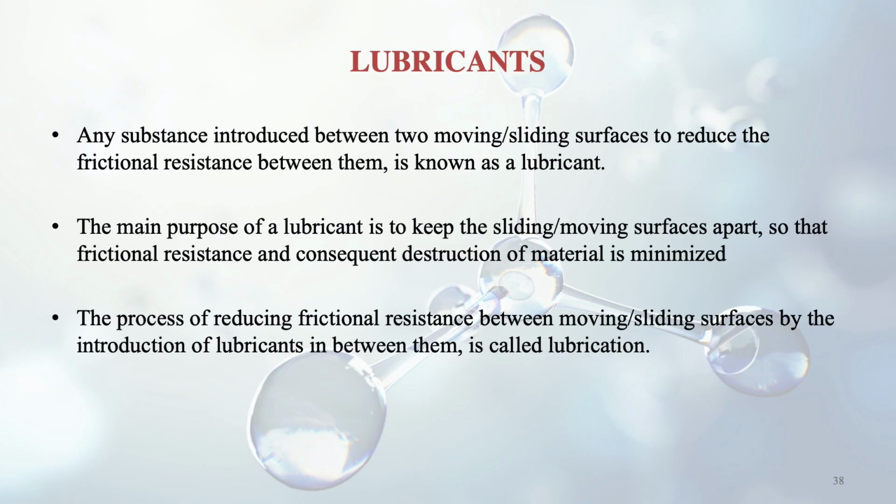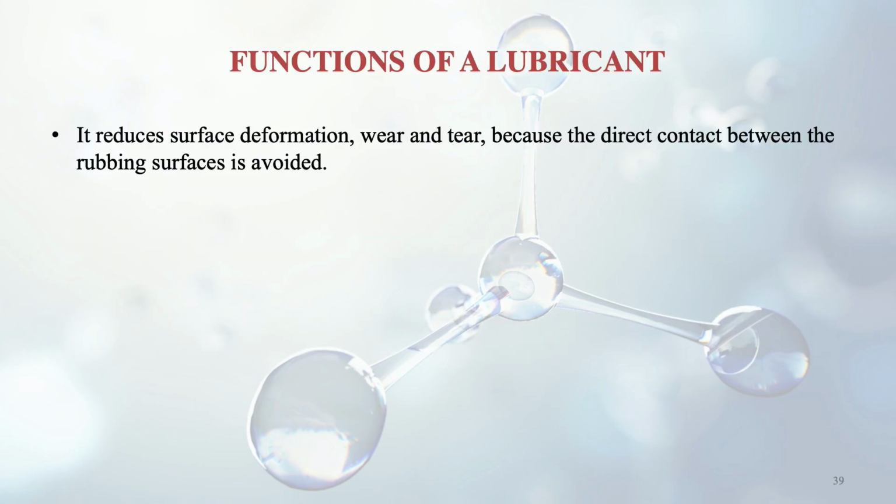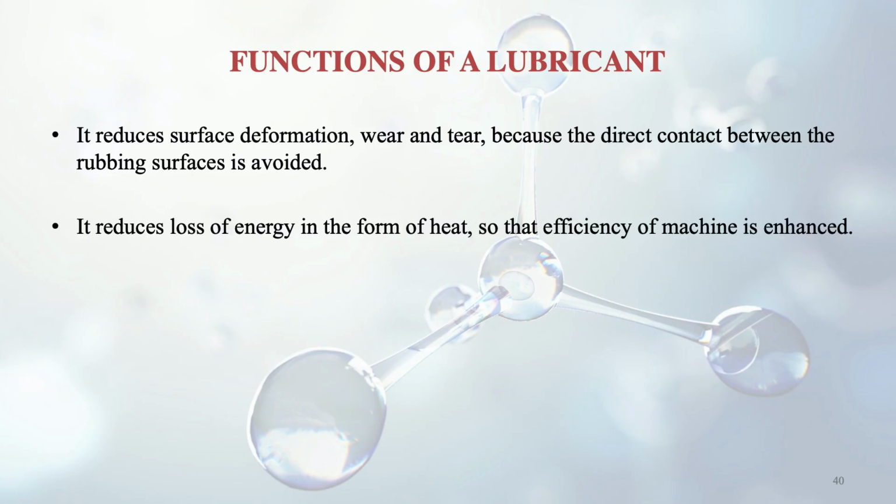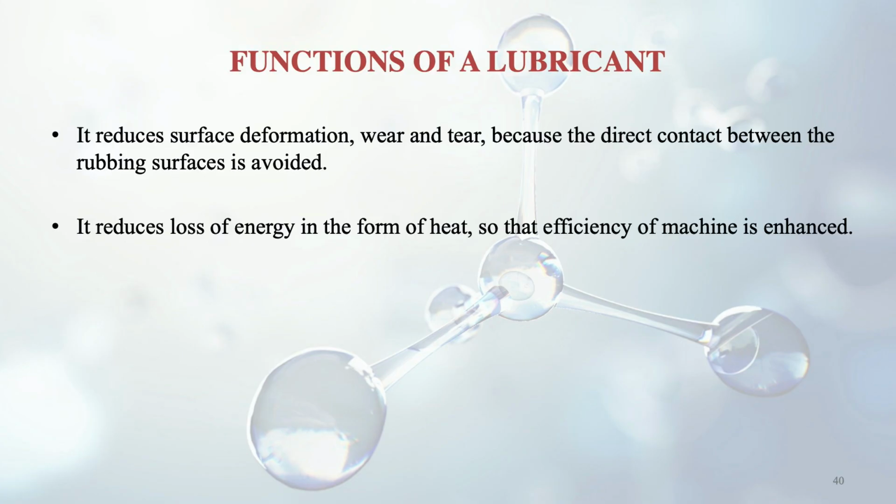So what are the functions of a lubricant? It reduces surface deformation. We have seen that this plastic deformation is lessened, it becomes less. Then it also reduces wear and tear because the direct contact between the rubbing surfaces is not there. Then it reduces loss of energy. Obvious, it is because force of friction will cause some proportional loss of energy, and if it is reduced, the loss of energy will also reduce. And this loss of energy, which is in the form of heat, becomes less, and efficiency of the machine is also enhanced.